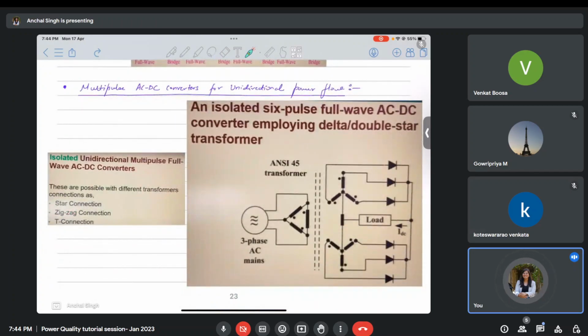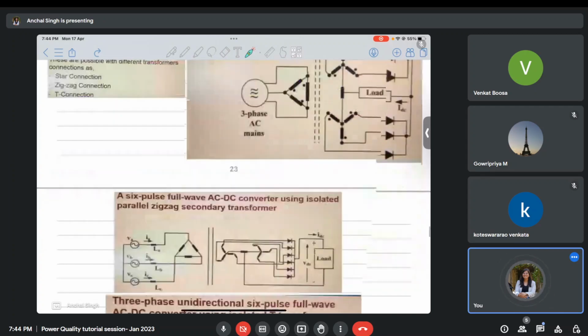Now a lot of topological examples of these converters are given, and also isolated versions of these converters are given. Since I mentioned that multiples might be used in high powers, whenever high powers are involved you need to go for isolation.